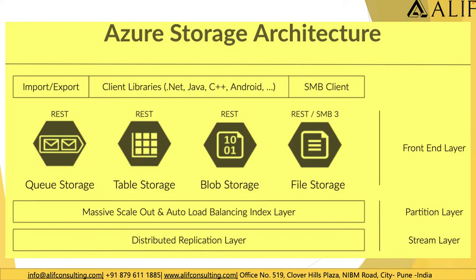Now this is how the Azure storage architecture looks. Initially we have REST APIs in the front through which we can access all the services. If we want to access queue storage, table, blob, or file storage, we have a REST API. We have public endpoints through which we can access all of these services, and then in the backend we have a partition layer and a stream layer on which data will be saved to the backend storage.